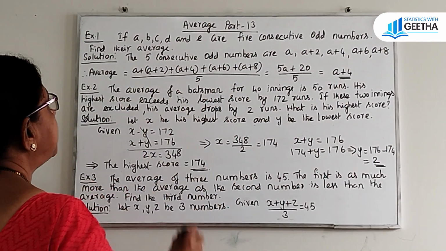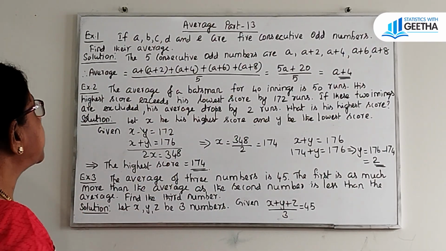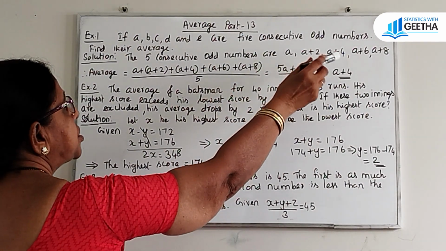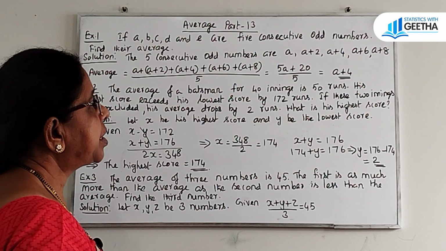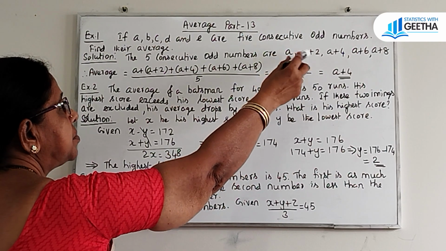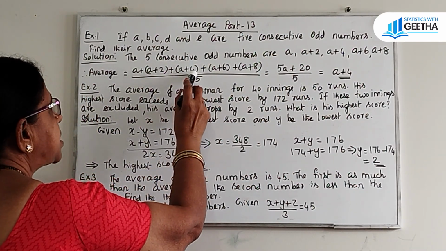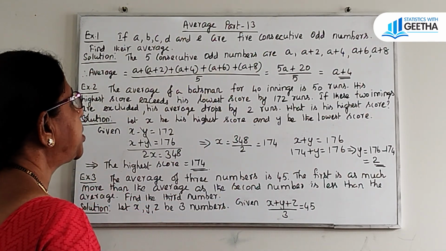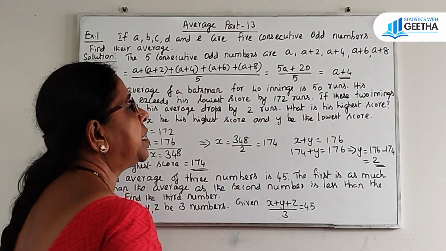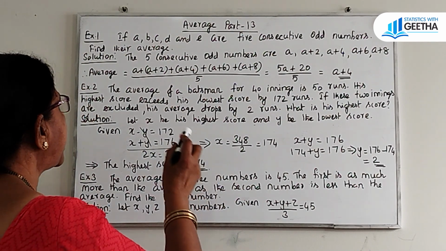First exercise: if A, B, C, D and E are 5 consecutive odd numbers, find their average. Solution: the 5 consecutive odd numbers are A, A plus 2, A plus 4, A plus 6, A plus 8. இந்த அஞ்சையுமே in terms of A-லயே நம்ம கொண்டு வந்துக்கிறோம். அப்போ average equal to A plus 2 plus A plus 4 plus A plus 6 plus A plus 8 whole divided by 5, which is equal to 5A plus 20 by 5, which is nothing but A plus 4. In terms of A-ல நம்ம கொண்டு வந்திருப்போம், A plus 4 தான் அதனுடைய average.